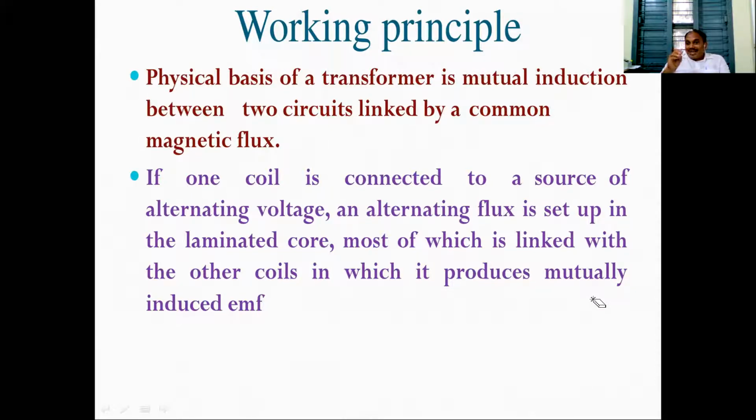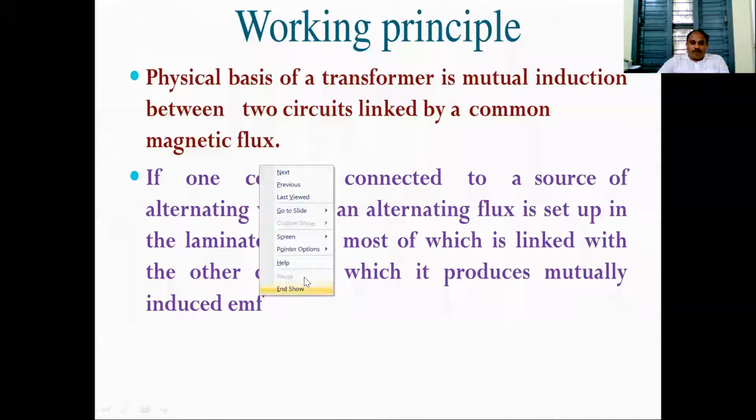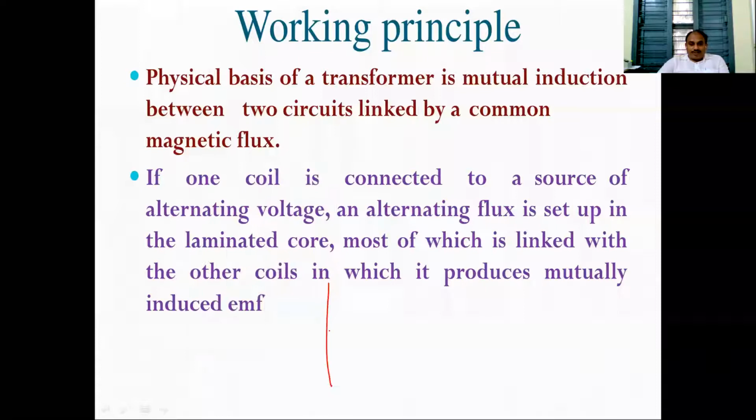A transformer is a static device. There are no rotating parts. That's why we give alternating current. Alternating current produces alternating flux. That means flux changes with respect to time, in magnitude and direction. Suppose this is the flux. The flux magnitude increases, decreases, becomes 0 and then becomes negative. So this is alternating flux.